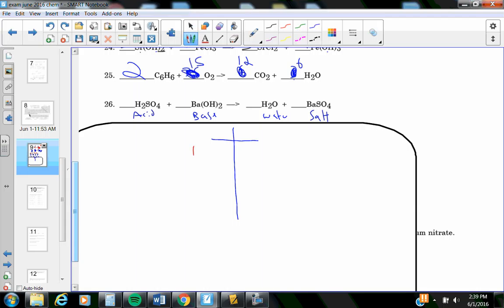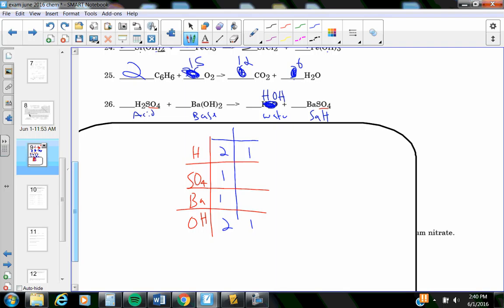I'm going to be counting H's, SO4s, I'm not going to break that up because the SO4 looks the same on this side, Ba's, and OH's. It's easy to count the left side. 2 of these, 1 of these, 1 of these, 2 of these. The right side's a little more complicated unless I do this. If I count this as H's tied to OH's, I have 1 of these, 1 of these, 1 of these, Ba, or what, SO4, and one of these.